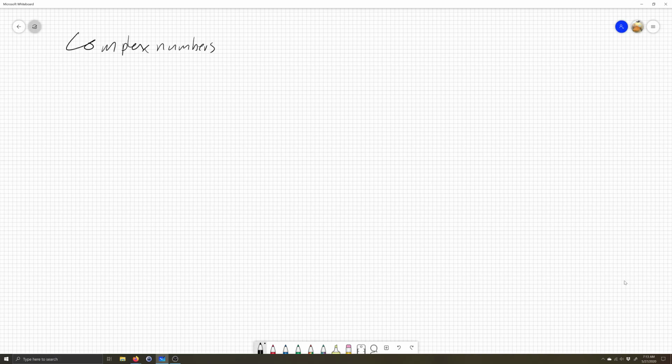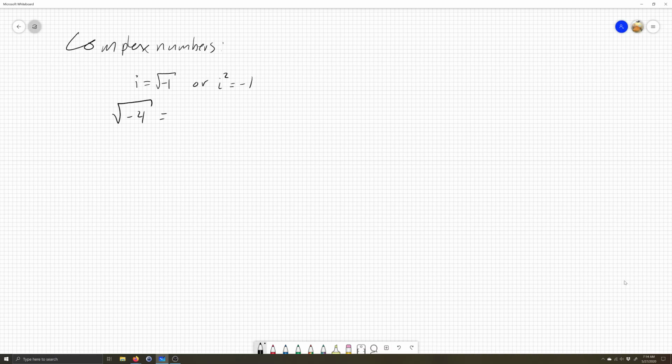So the basic idea here is I'm going to define a number i to be the square root of -1. This means that if you square i, you get -1 back. And so what this lets me do is take the square root of negative numbers.